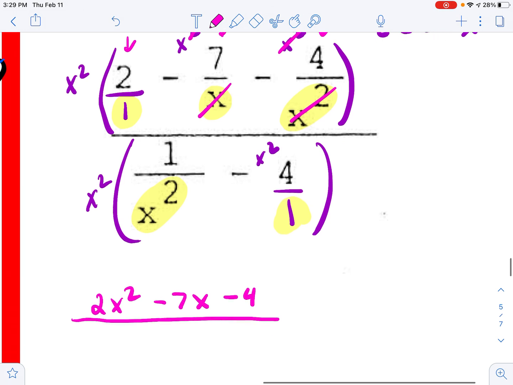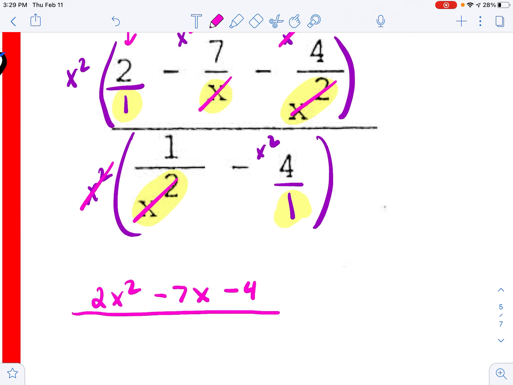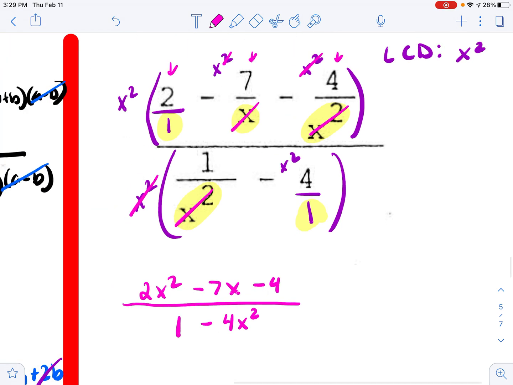Okay, now we work on our denominator. x squared and x squared cancel, leaves me with 1. There's nothing to cancel for that denominator, so I'm left with minus 4x squared. Okay, so that is the process of doing the complex fraction. Now we have to see if anything can be canceled out. And of course, that requires us to do our factoring techniques.